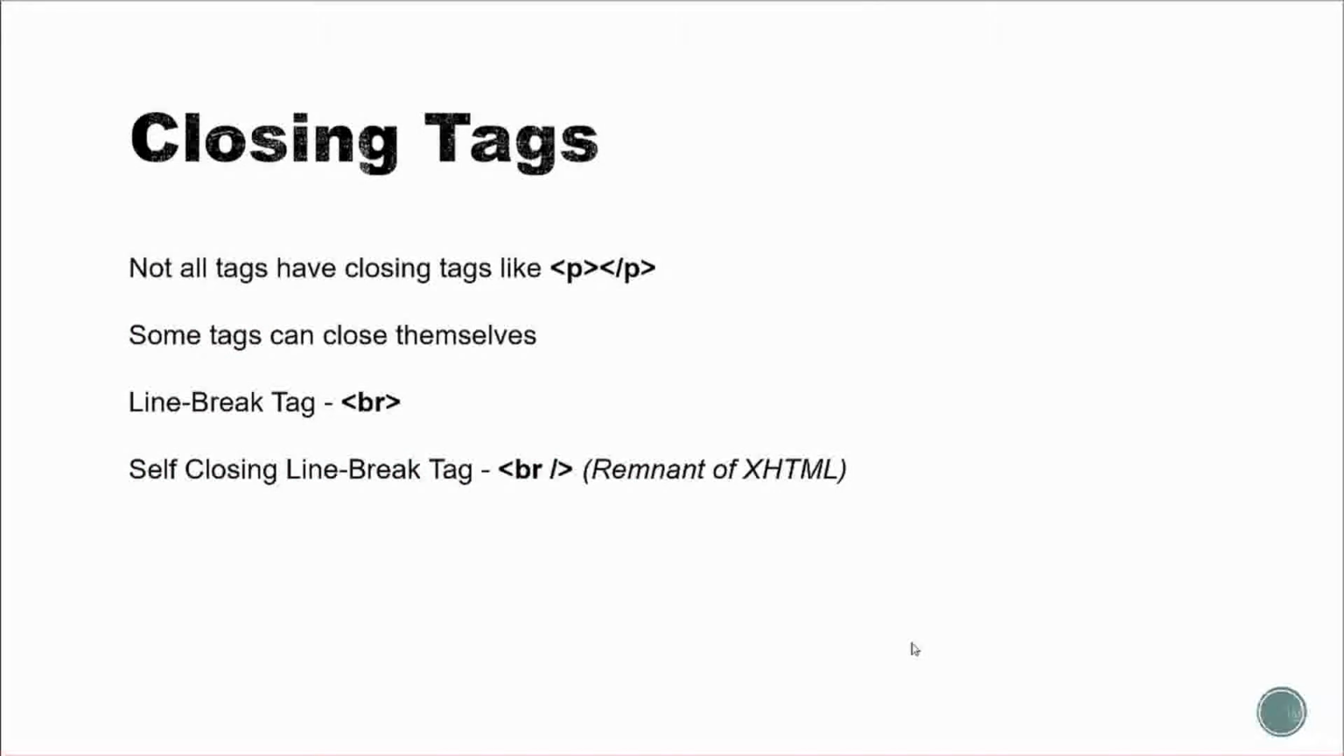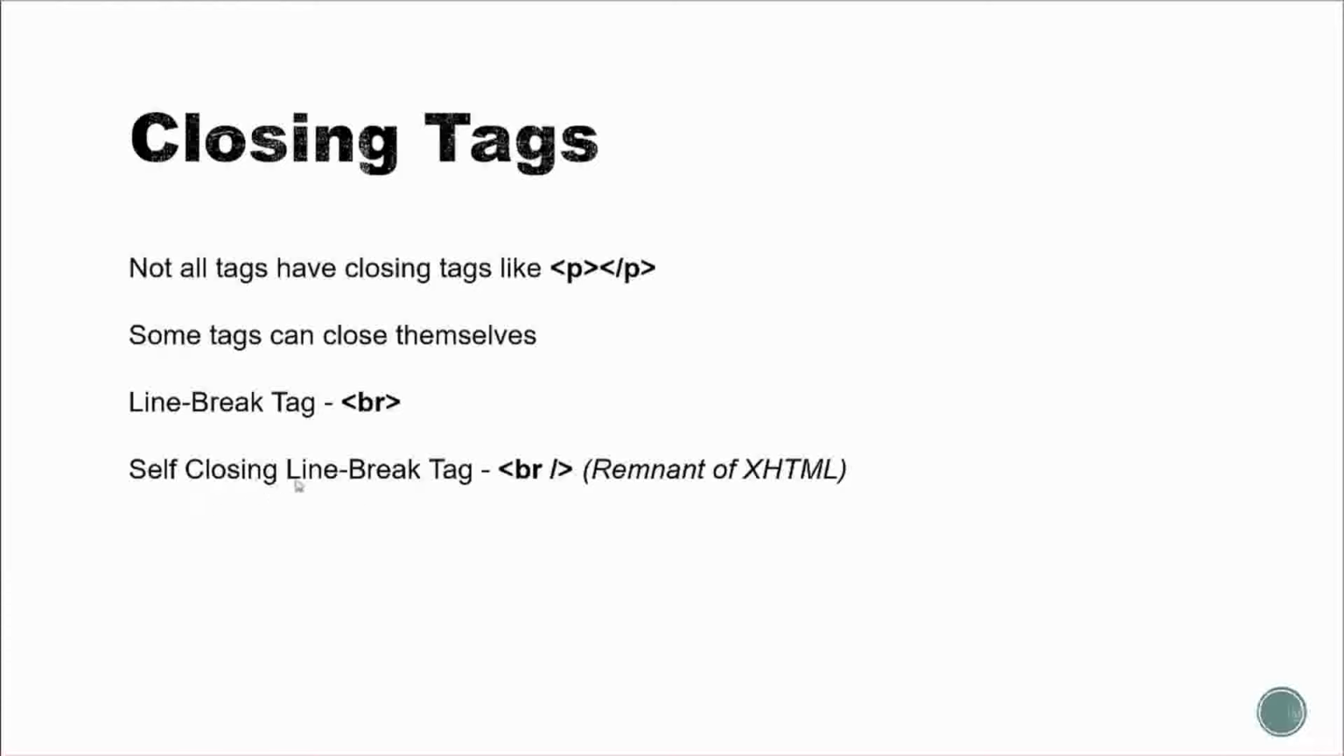So, closing tags. Not all tags have closing tags. So if we look at paragraph, that does. It has an open tag and a closing tag. Now some tags can close themselves, such as a line break. So in this example, you can see we just have one BR. We don't have the closing tag with the slash.